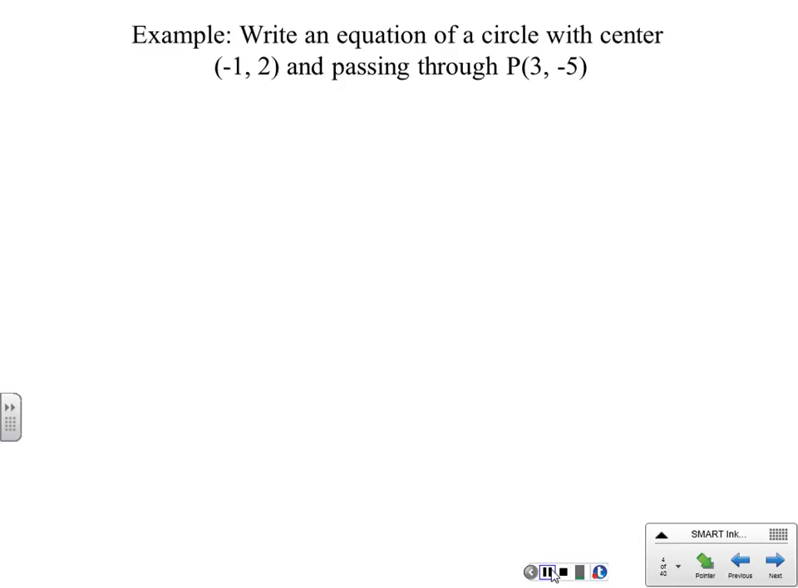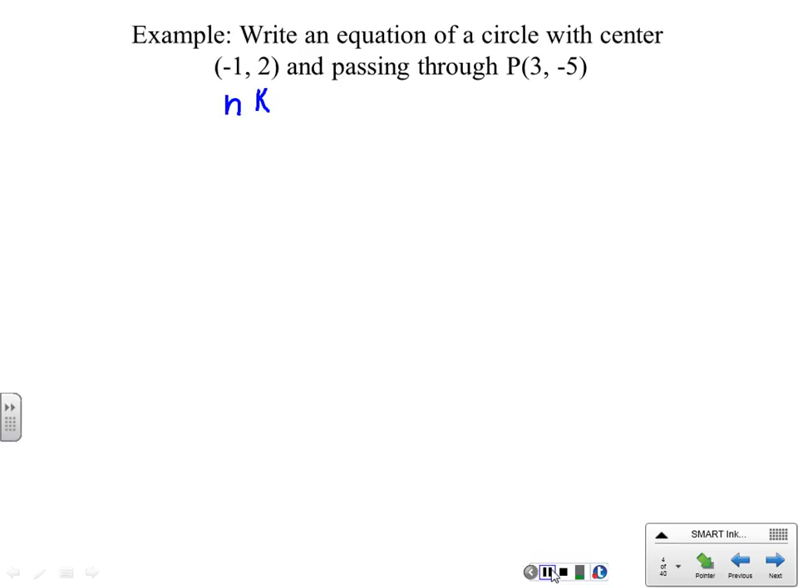What's missing? The radius. Remember, anytime you're dealing with a circle, you need to know two things. You need to know the center and you need to know the radius. Well, I gave you the center. The center is here, h, k, negative 1, 2. But I did not give you the radius.